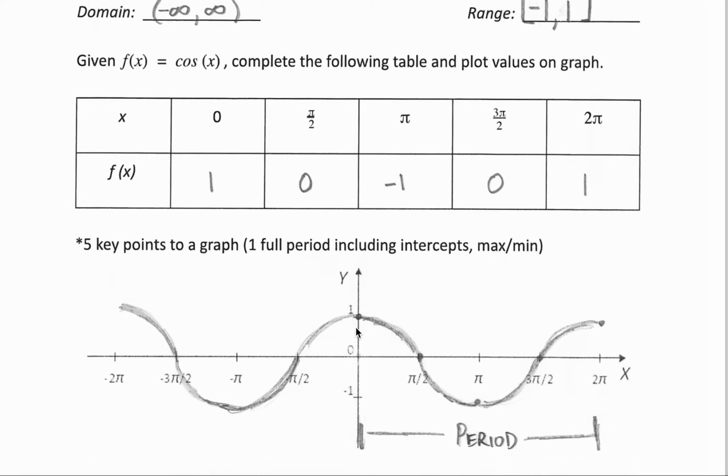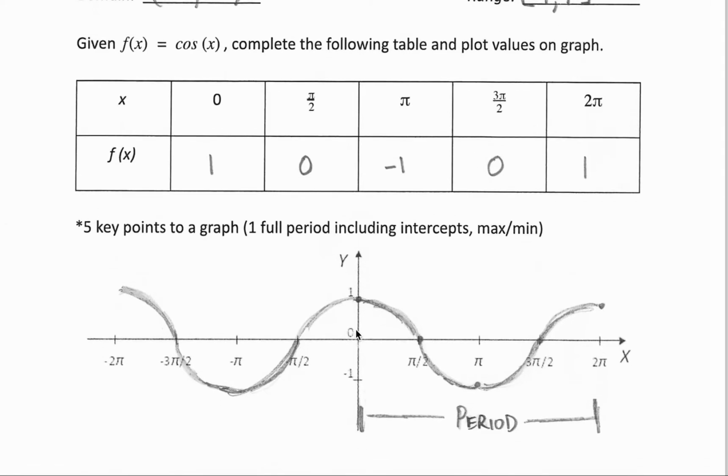So what we can do is we can just plot those points at 0, 1, pi over 2, 0. At pi, we're at -1 at the minimum. At 3 pi over 2, we're back at 0 on the x-axis. And at 2 pi, we're back up to our maximum at 1.